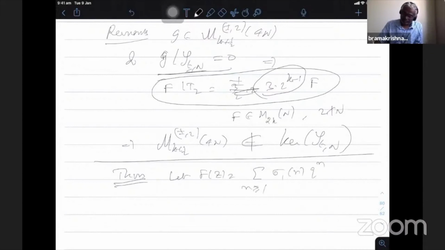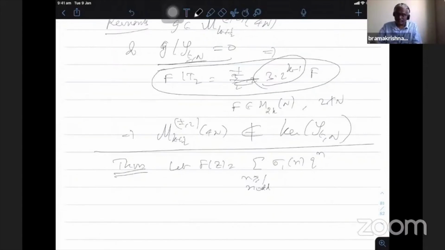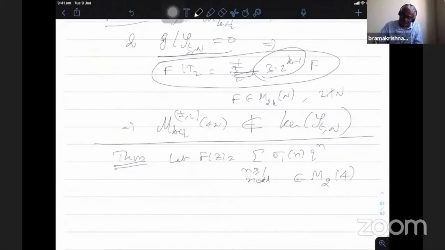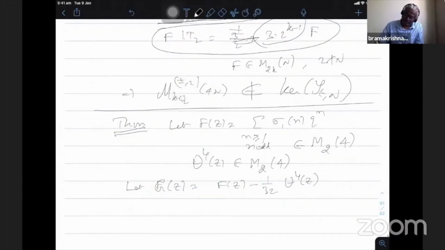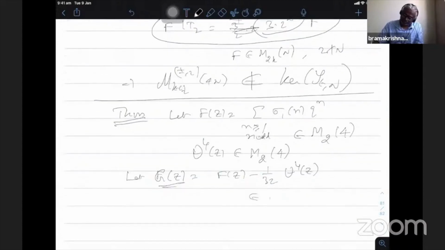Sum over d greater than or equal to 1, n odd. So it retains all the divisor functions, the sums of the divisors of n, but only when n is odd do I keep this coefficient. This belongs to M_2 of 4, that is known, and also theta power 4 of z is weight 2, level 4; both are modular forms. Okay. Now take capital G to be F of z minus 1 by 32 theta power 4, a linear combination of F and theta power 4. Then this is my G, this belongs to M_2 of 4.